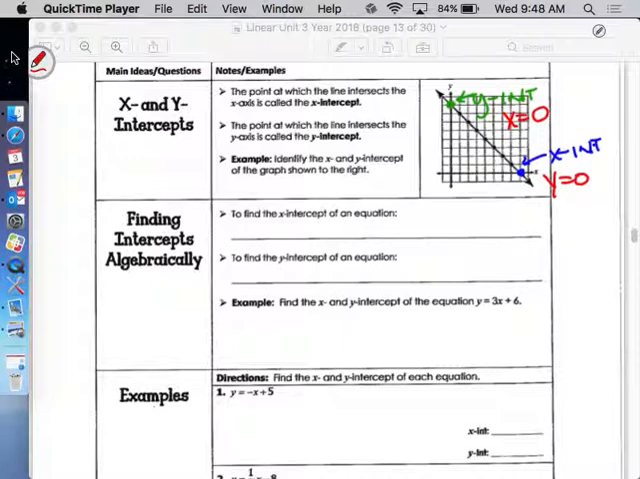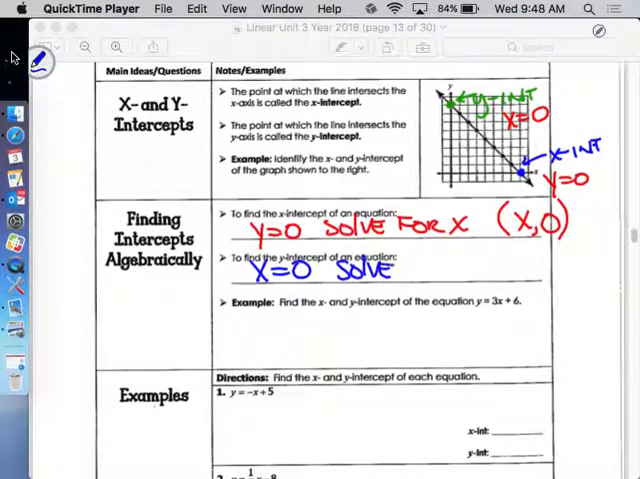So to find an x-intercept of an equation, you simply let y equal 0, you solve for x. And then the ordered pair is going to be whatever x turns out to be with the y coordinate of 0. To solve for a y-intercept, you let x become 0, solve for y, and then the ordered pair is going to have an x coordinate of 0 and the y value, whatever y value came out of the equation.